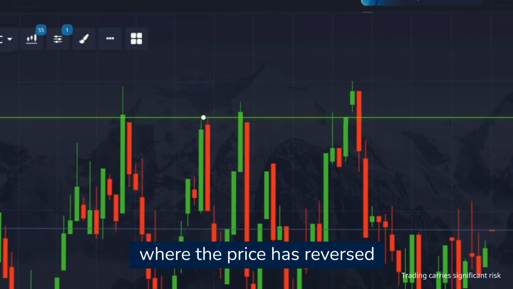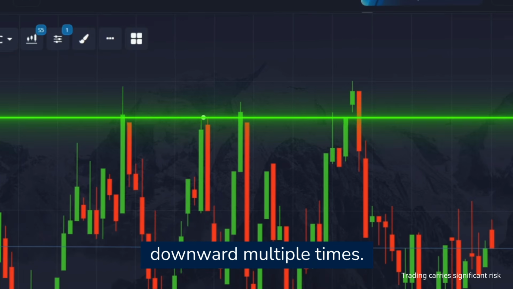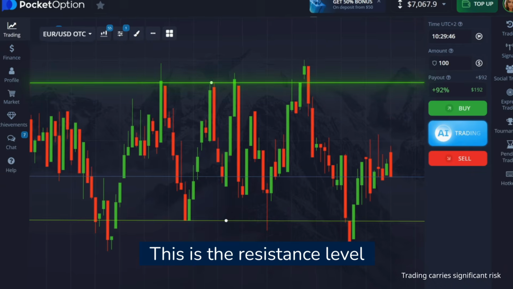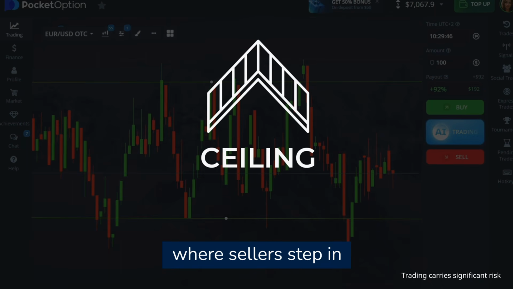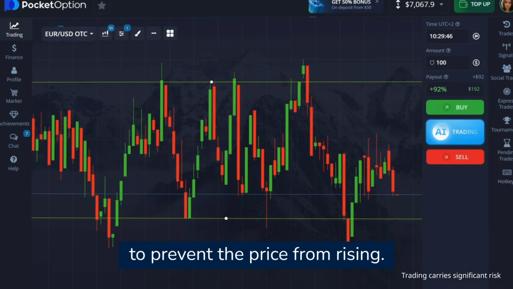Mark the areas where the price has reversed downward multiple times. This is the resistance level indicating the ceiling, where sellers step in to prevent the price from rising.